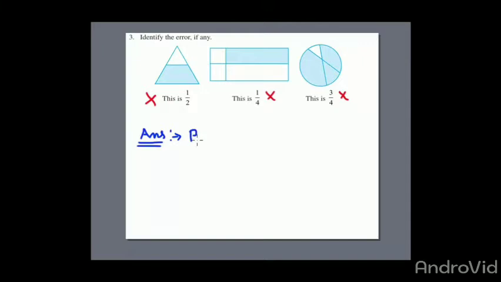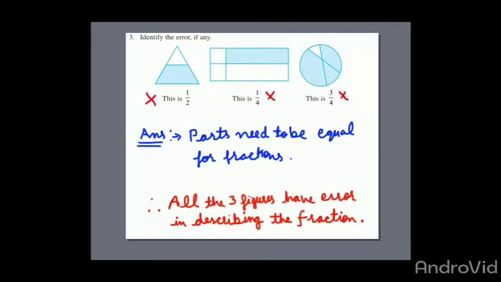So the answer would be that parts of a whole need to be equal. That's what we have learned from the lesson on fractions. Therefore, parts need to be equal for fractions. That should be your answer. Therefore, all three figures have an error in describing the fraction.